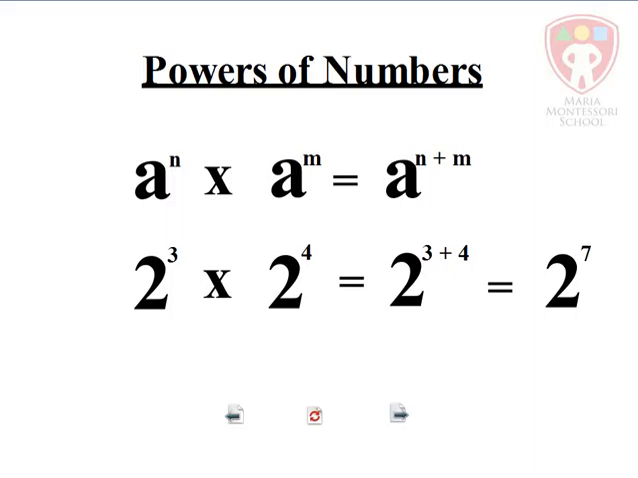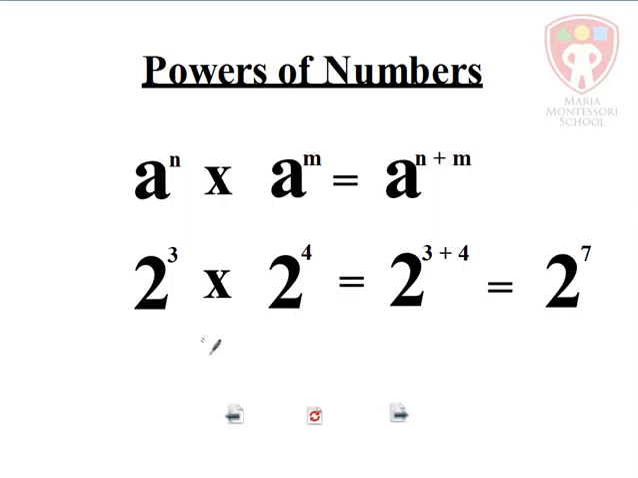Powers of natural numbers, powers of numbers. Well, when we talk about powers of numbers, there are some rules that we should be familiar with that make the work very easy. And here's the first one. What happens when you are multiplying two numbers that have indices and they share the same base?